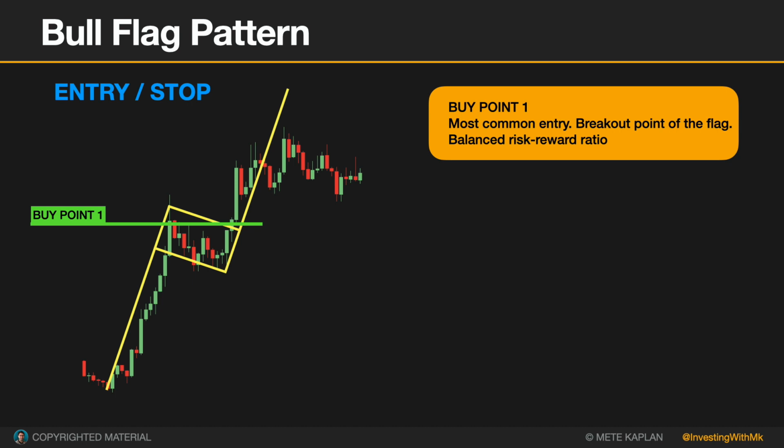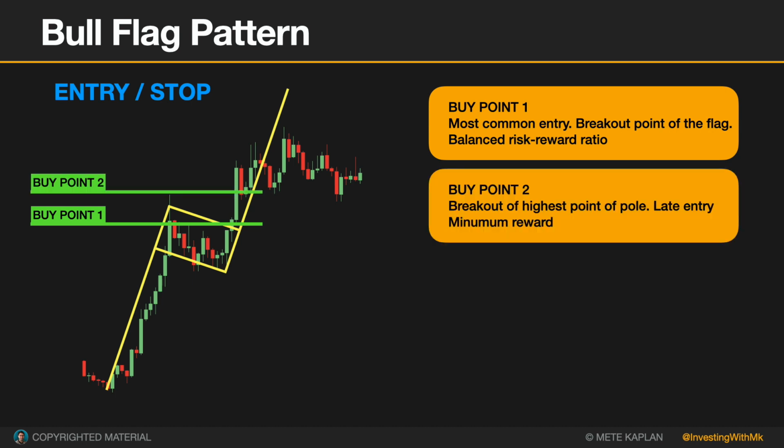Another way to say this is how I became really successful at trading, because I tried hundreds of methods and found out what works for me. The second common entry is waiting for a resistance breakout, which is the highest price point of our pole. This type of entry has a minimum reward because we are missing most of the movement already.